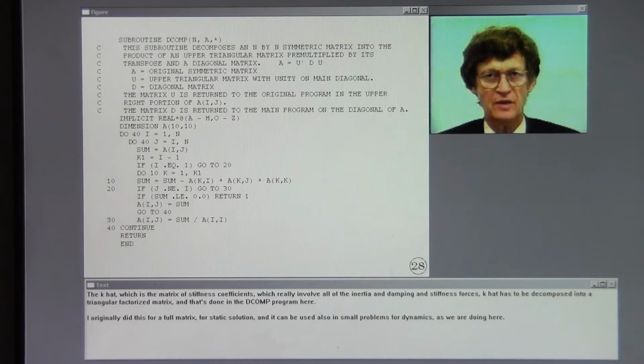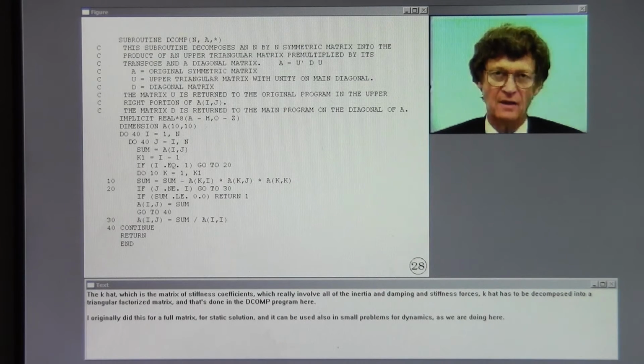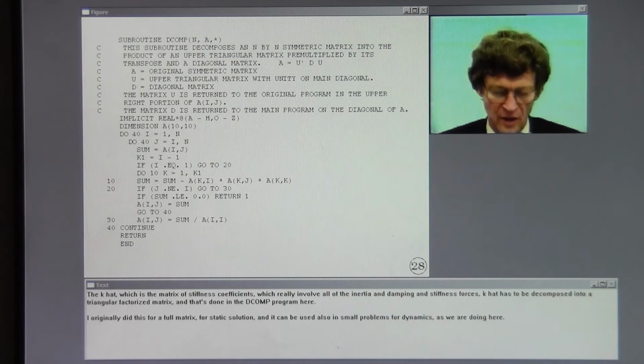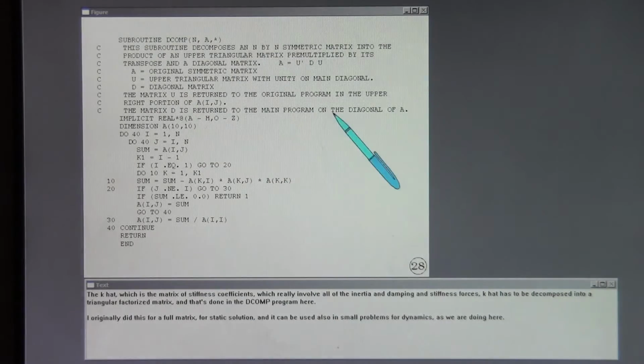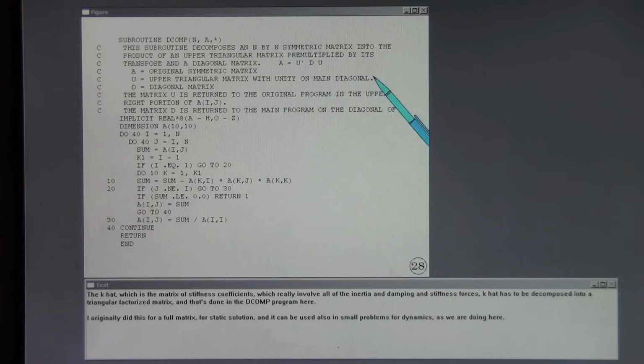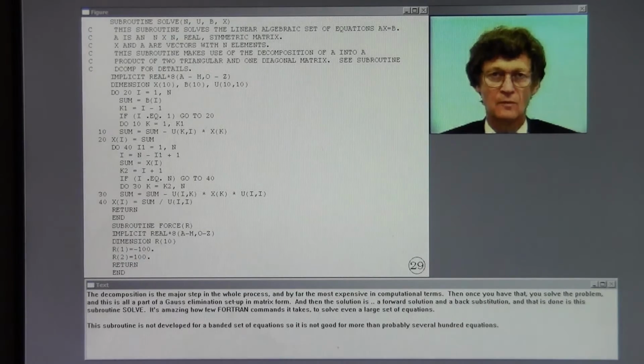The k hat, which is the matrix of stiffness coefficients, really involves all of the inertia, the damping, and the stiffness forces. K hat has to be decomposed into a triangular factorized matrix, and that's done in the decomp program here. I originally did this for a full matrix for static solution, and it can also be used in small problems for dynamics as we're doing here.